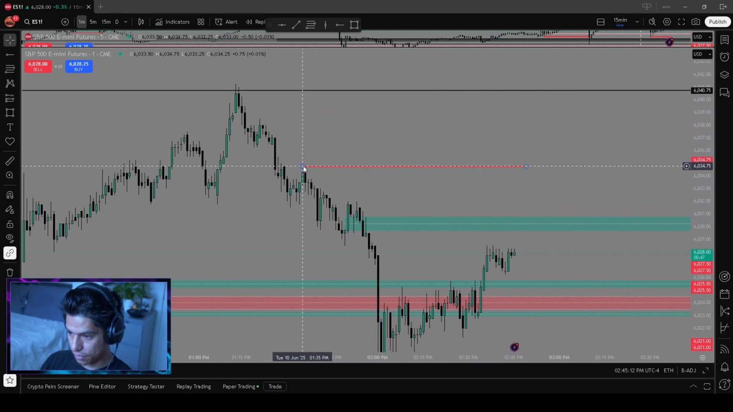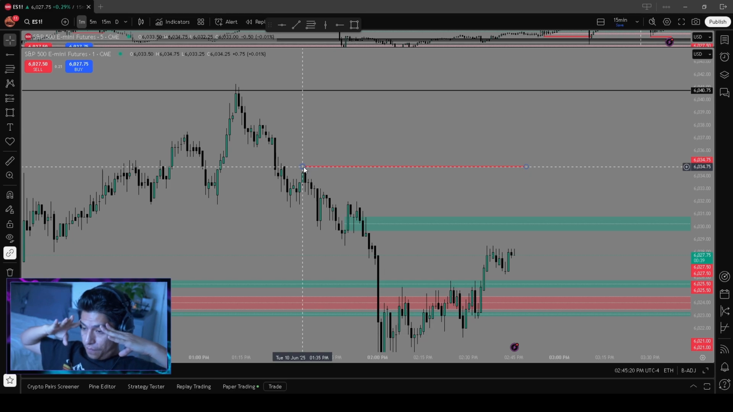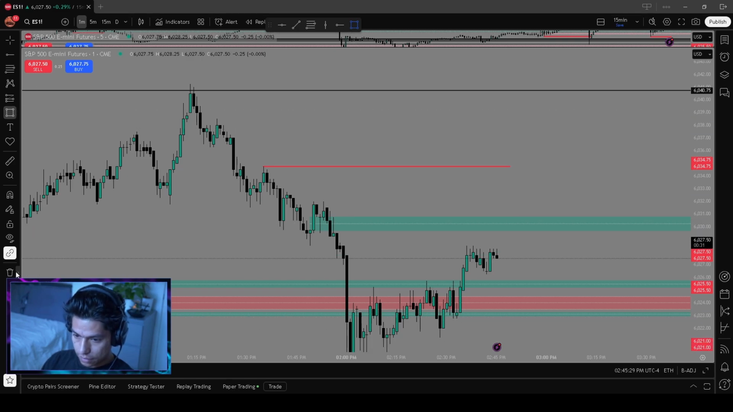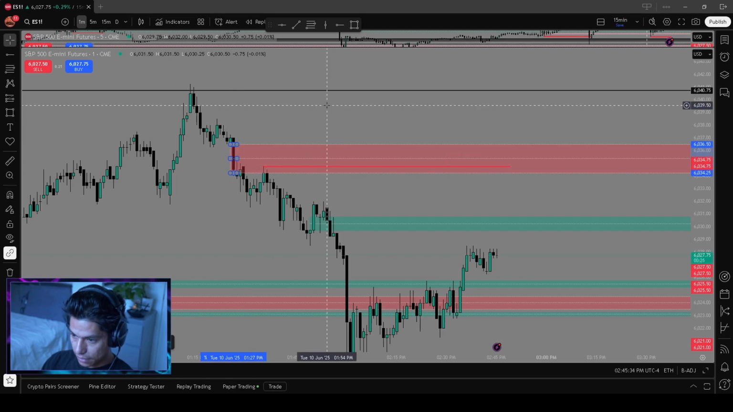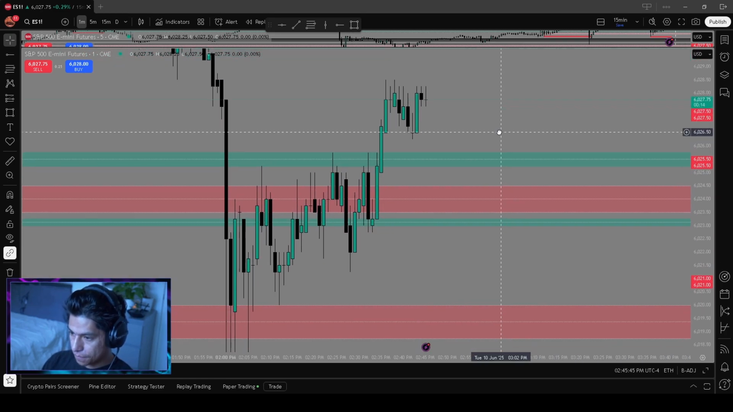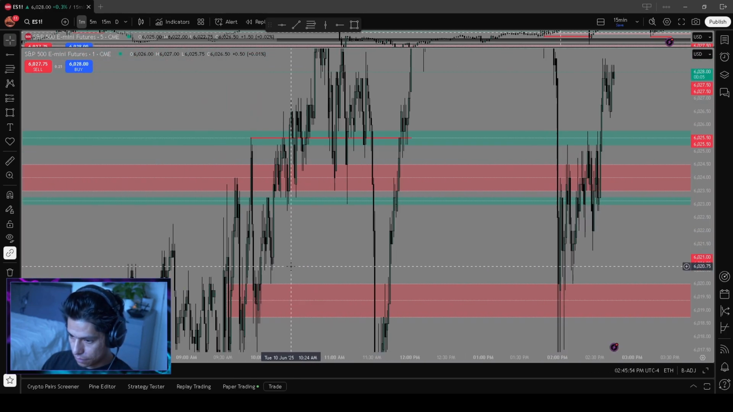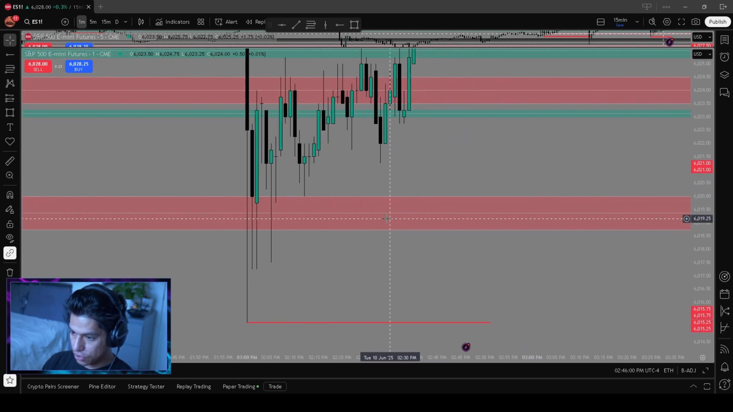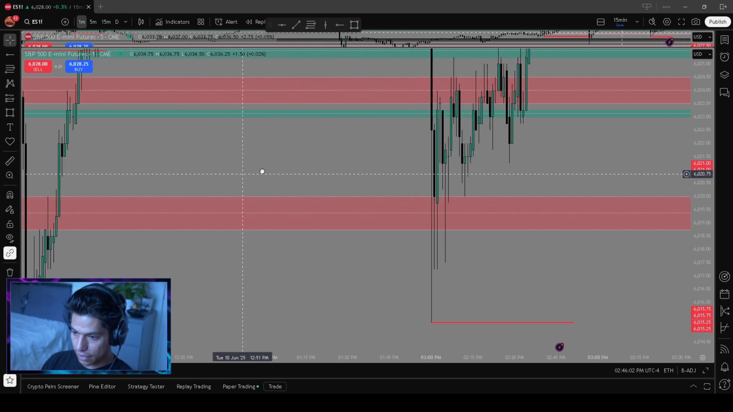Maybe we can reach the afternoon range high. We do have a fair value gap right here, so I'm not necessarily taking any trades, but I do want to see how the market reacts and observe. So if I'm not mistaken, this was our morning opening range, the first presented fair value gap.